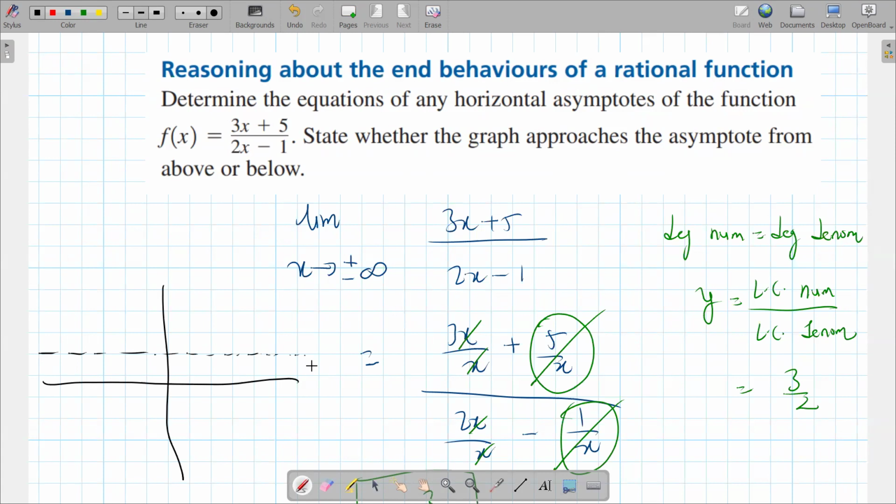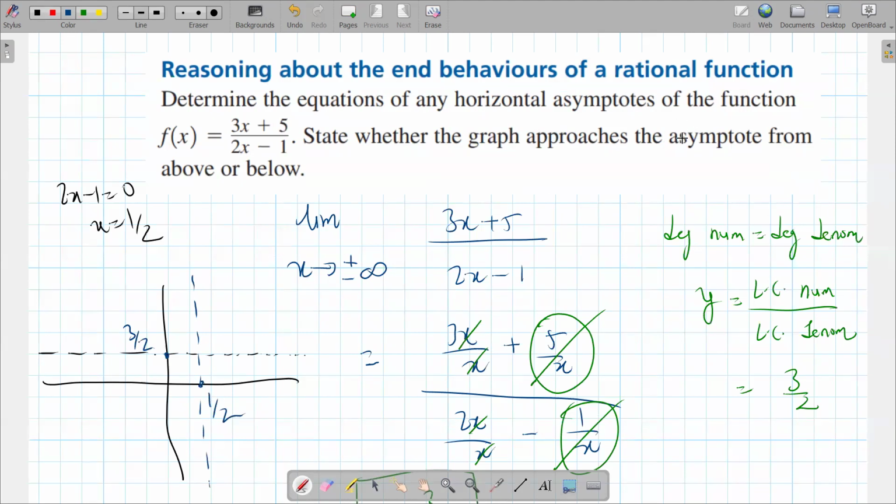One over 2, okay? 1 over 2. You want to set the denominator equal to 0. And you'll see that when x is 1 over 2, you'll get a 0 in the denominator. So your asymptote is somewhere here, 1 over 2. And this here is 3 over 2. And that here is 1 over 2.